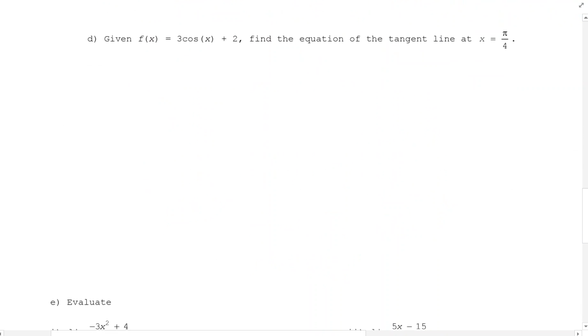Okay, example D. Find the equation of a tangent line. Okay, so we did that yesterday. Actually, we've done it for a couple of days. We know if I want to find the equation of a line, I'm going to need a point. I'm going to need a slope. And then I'm going to use y minus y1 equals the slope times x minus x1. Point-slope form is the easiest one to use.